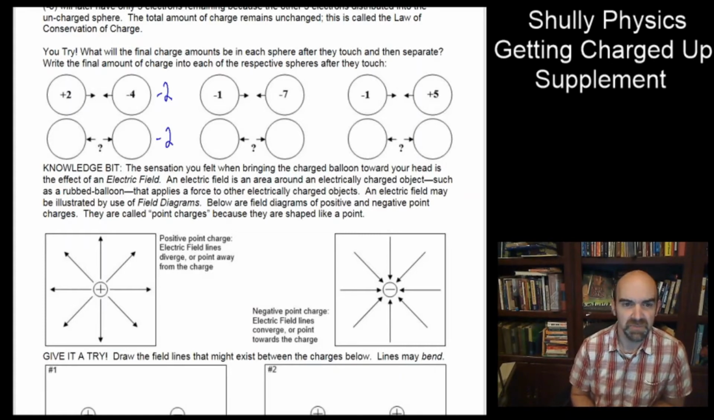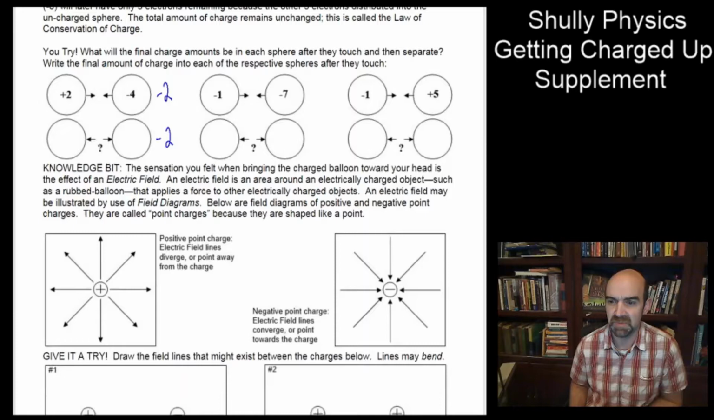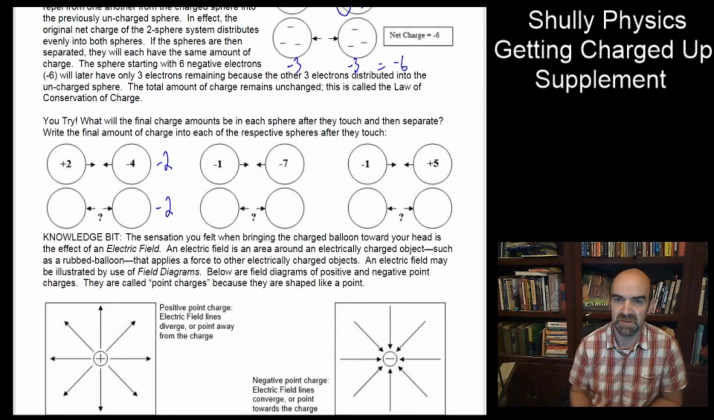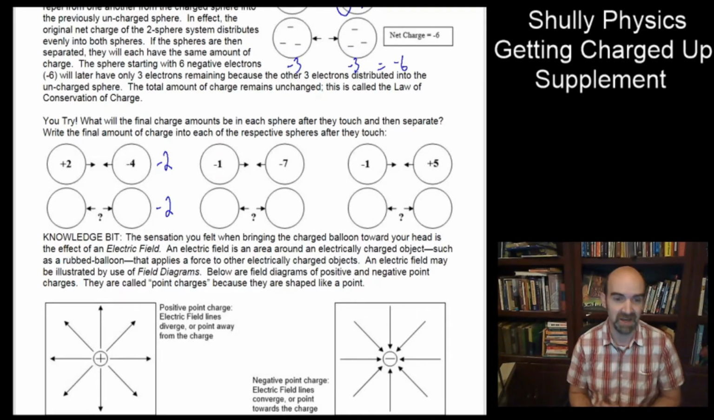And so if we have a +2 and -4, that has a total charge of -2. Afterwards, they're going to have a total charge of -2 as well, but they're going to be evenly distributed, like up here in this example. A -6 evenly distributes -3. So basically, we can take that -2 and divide it in half to get a -1 and a -1. That's how it'll work out.